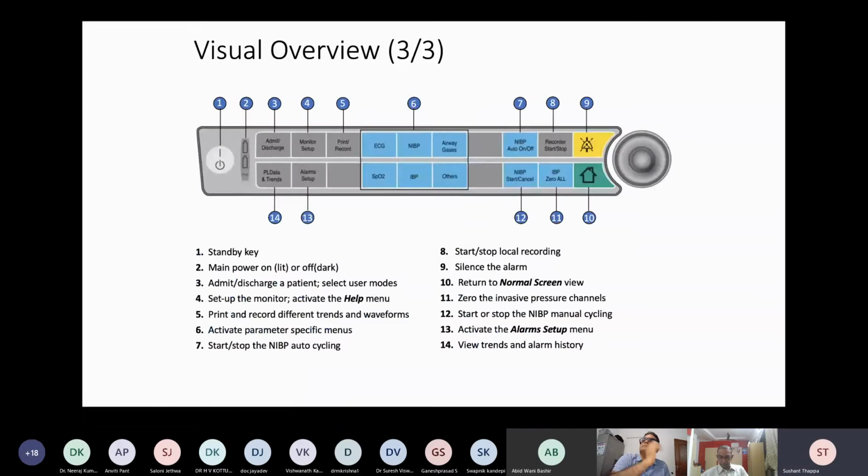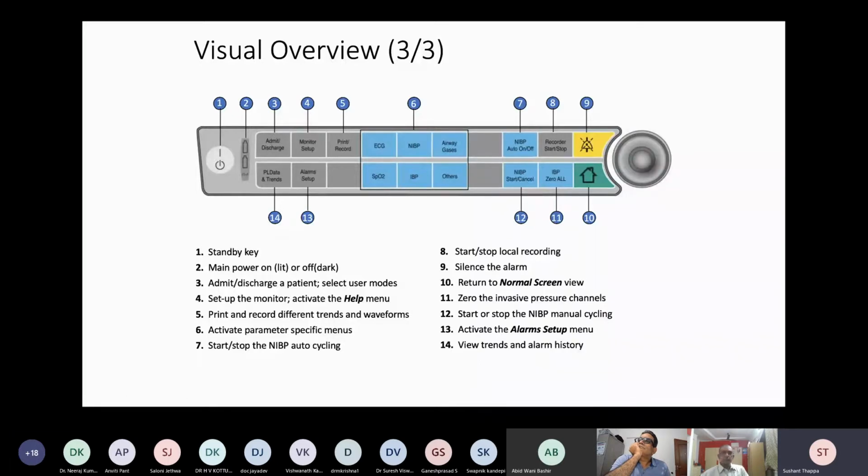This is what I was talking about in terms of the overall control center keyboard. Usually there is a keyboard present in most of these monitors which has parameters at one end. This is monitor setup at another end. And then if you want to reset your NIBPs, you want to silence your alarms, you want to go to the home page, you want to zero your IBPs, all of those options are available right at the monitor. So it becomes a single touch thing. Essentially, you don't have to go into the monitor and fidget with options.